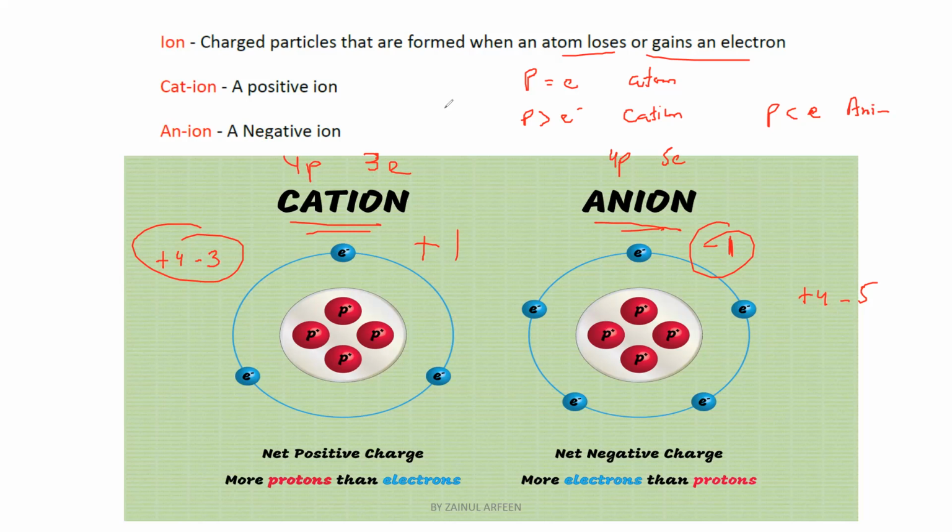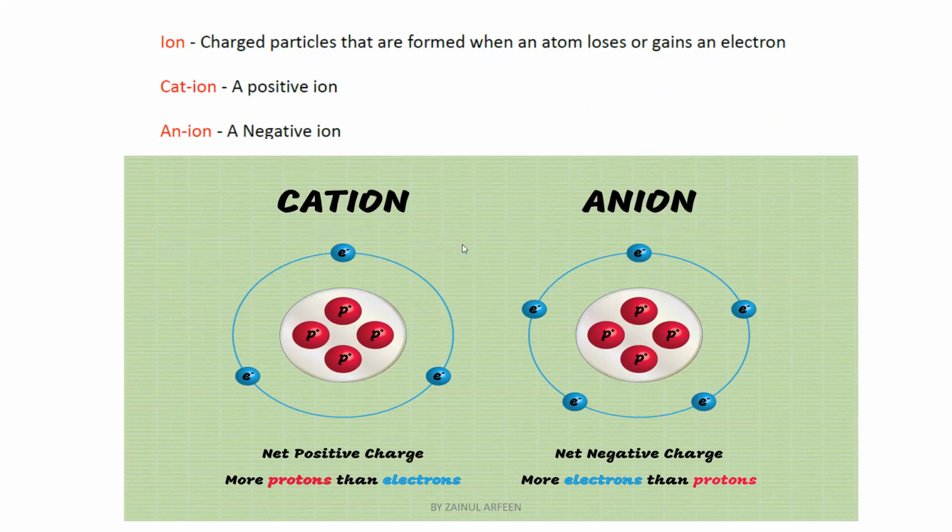And for example, if we have 5 protons and 3 electrons, the charge will be plus 2. So the charge can change depending on the number of protons and how the atoms form the charge. It will either lose or gain electrons. If it loses electrons, it will form a positive ion. If it gains electrons, it will form a negative ion.